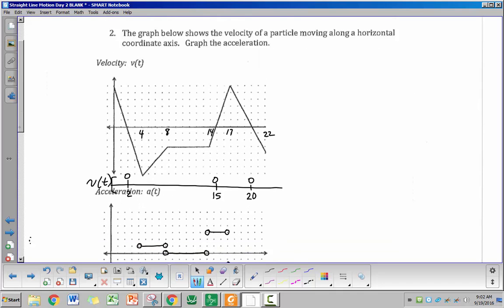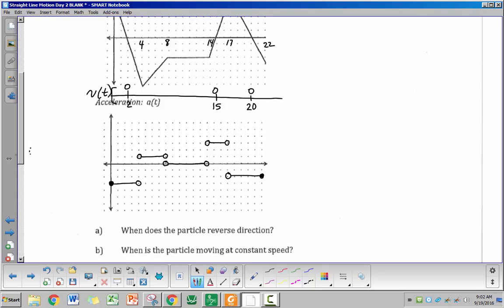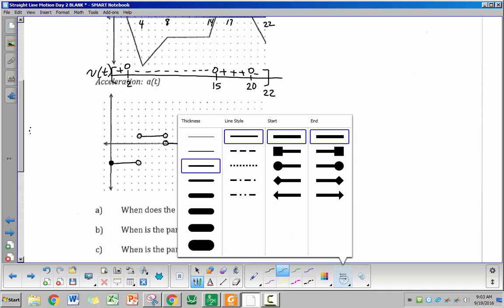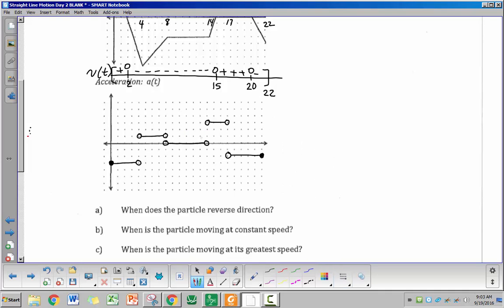What is the sign of the velocity to the left of 2? Sign. It is positive, good. And then it's negative all the way till it gets to 15, and then it goes positive, and then it goes negative until it gets to 22. So the question is, when does the particle reverse direction? I'm not going to put stop when it's 0, will you remember that? This is right, and then this is moving left, and then it's right, and then it's left again.